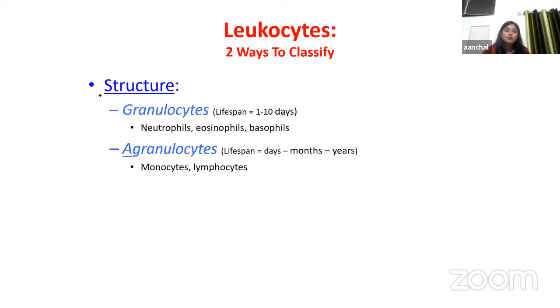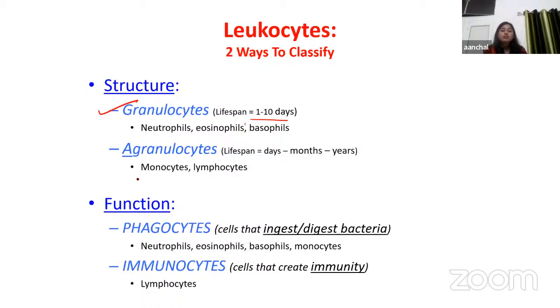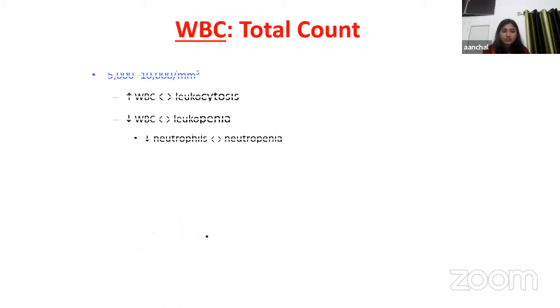some slides. So as we have discussed, granulocytes are neutrophils, eosinophils, and basophils. Lifespan is 1 to 10 days. Agranulocytes are monocytes and lymphocytes. The lifespan can be from days to months to years. Then the function is main. The phagocytes are neutrophils, eosinophils, basophils, and monocytes, cells that ingest and digest bacteria are phagocytes, and immunocytes that create an immunity. For example, we have lymphocytes.